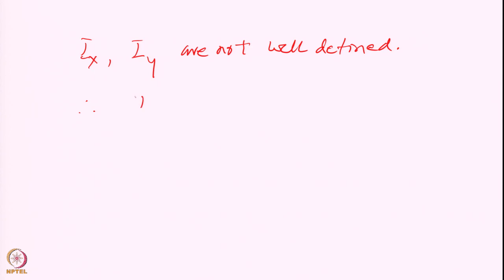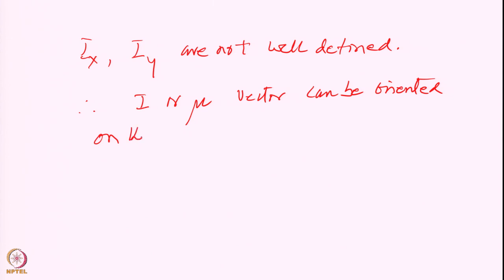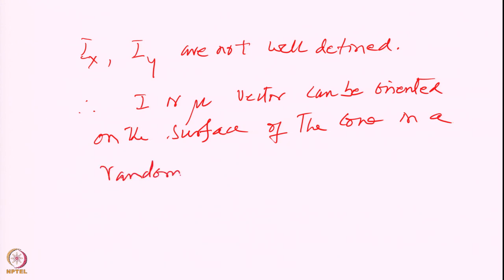Therefore, the I vector or the mu vector can be oriented on the surface of the cone in a random manner. If this is the case, then what happens? Suppose I take an orientation like this. I take a projection of this. This is my I or mu, both are same.